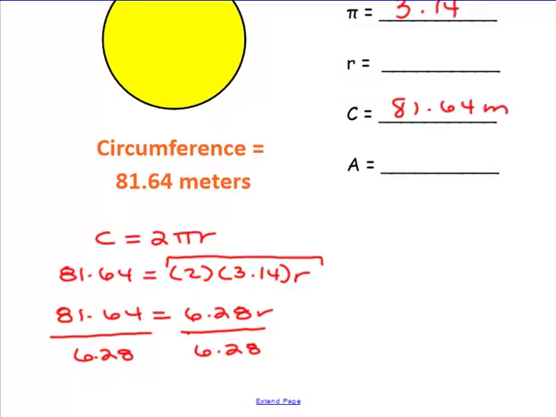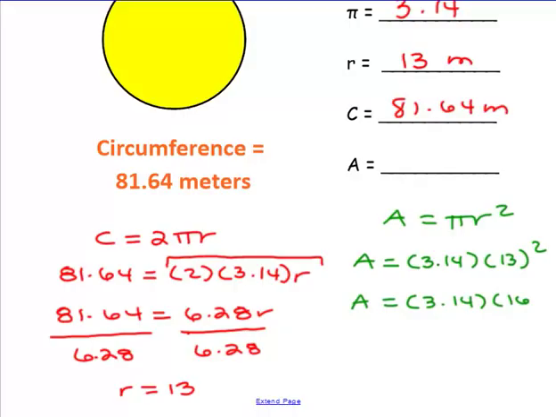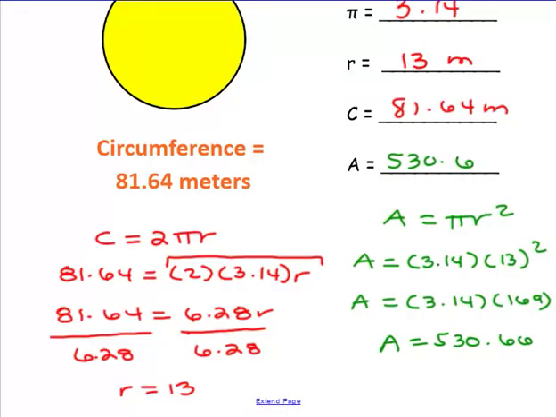And then let me calculate that. And I'm going to get r equals 13. So my radius is 13 meters. But now I can plug it into the area formula and find the area. So area equals pi r squared. Area equals 3.14 times 13 squared. 13 squared is 169. So I'm going to do 3.14 times 169. And that's going to give me 530.66. And that'll be meters squared.